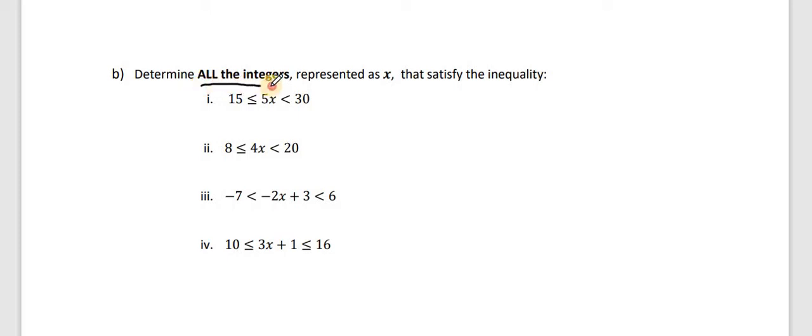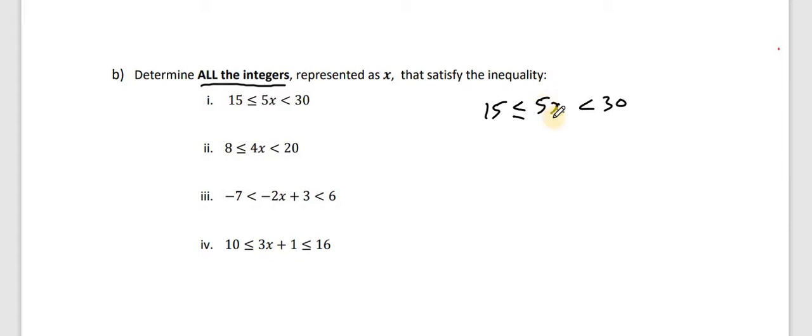Determine all the integers represented as x that satisfy the inequality. So how we're going to do this, guys? All right, let me just show you how to do the first one. 5x is less than 30. 5x is greater than or equal to 15.